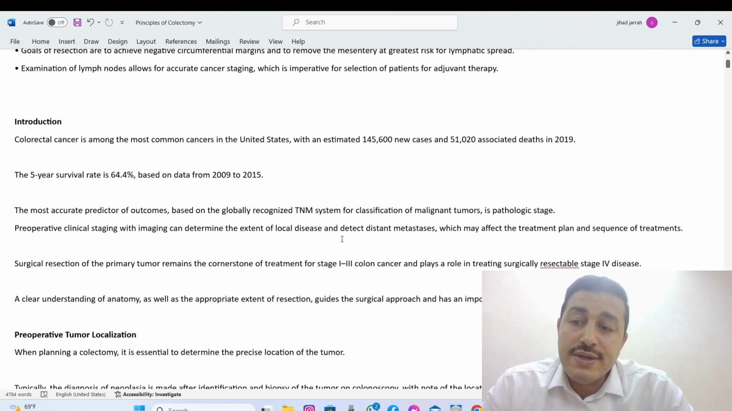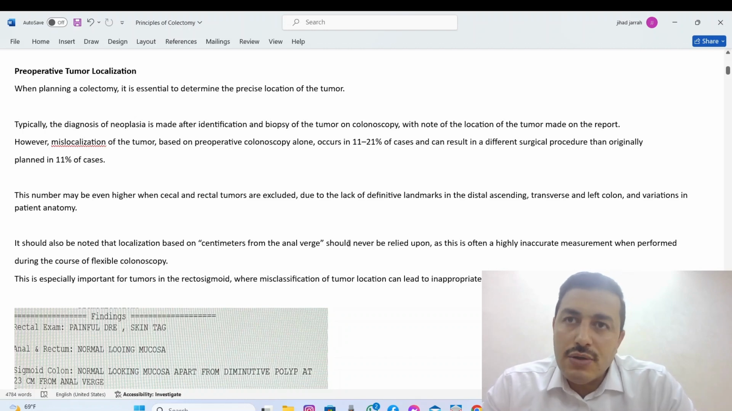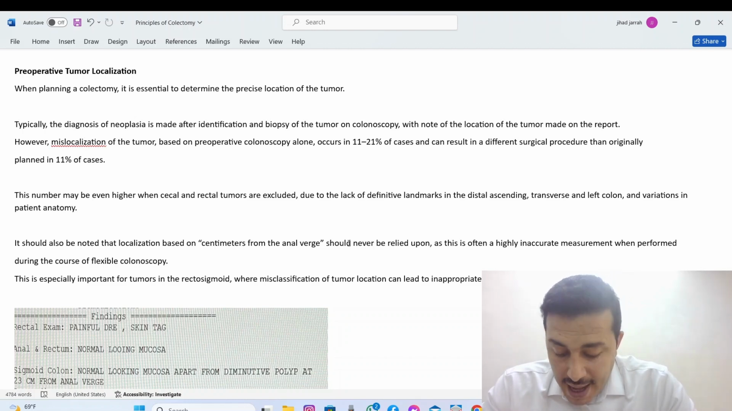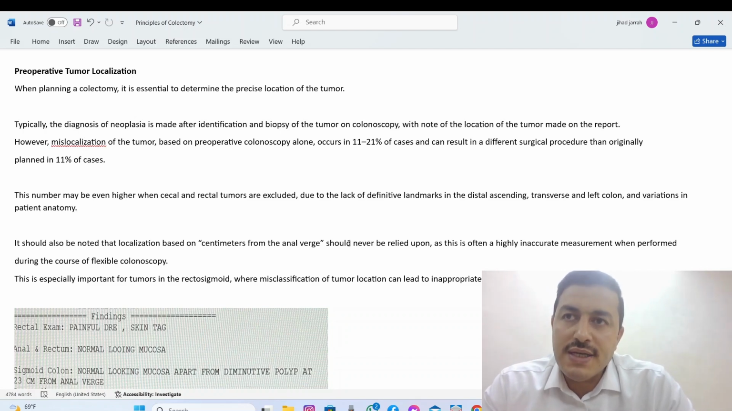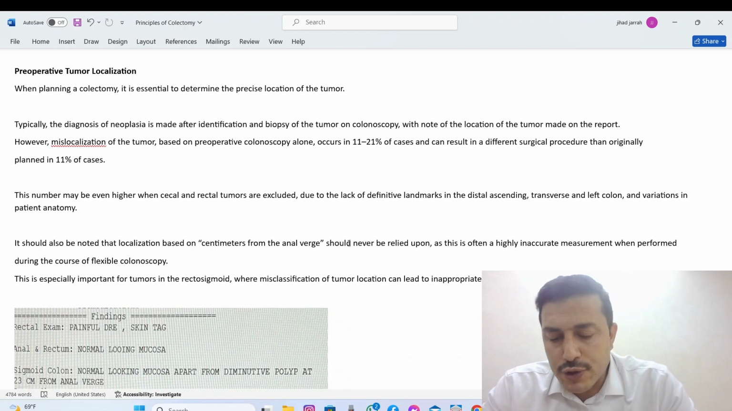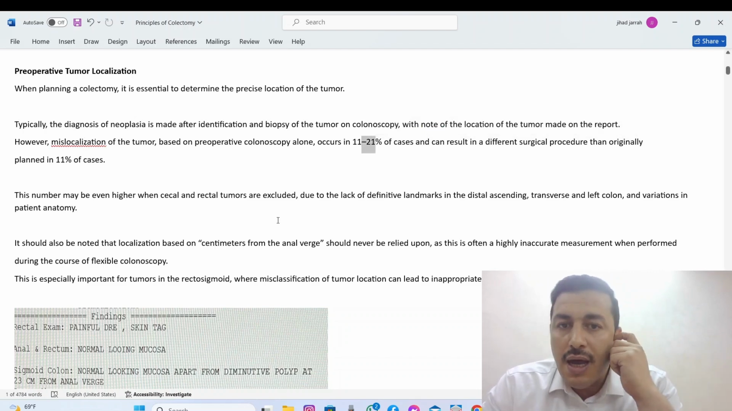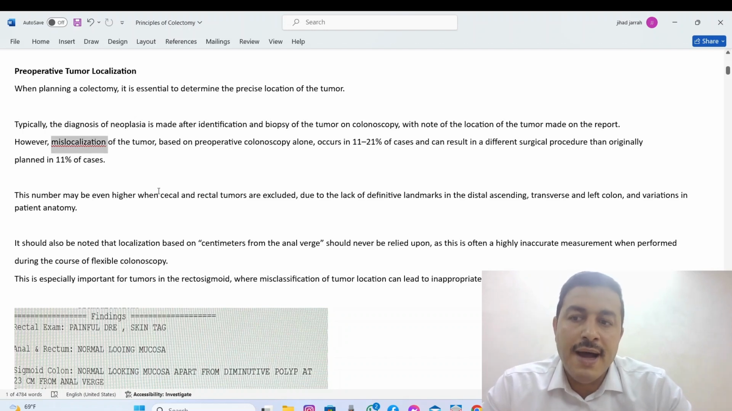One of the first important steps before proceeding to colectomy is the preoperative tumor localization. Most patients come to us with a colonoscopy report, in which they mention the location of the tumor distant from the anal verge, plus or minus the histopathological report of the biopsy which was taken. We should be alert that the colonoscopic localization is not always correct. As you see in front of you, about 20% of the colonoscopic localizations are incorrect. It's a mislocation.